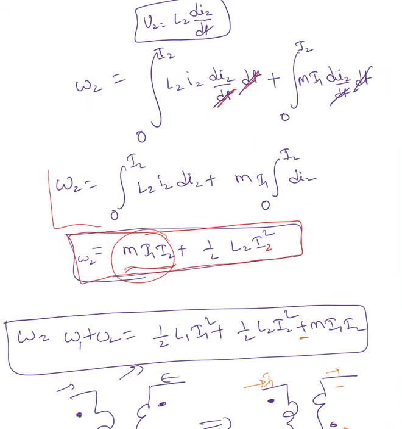Now the total energy is W1 plus W2, half L1 I1 square plus half L2 I2 square plus M times I1 I2. So if it is an attractive force, then we're going to take that as plus M I1 I2. If repulsive force, then minus M I1 I2.